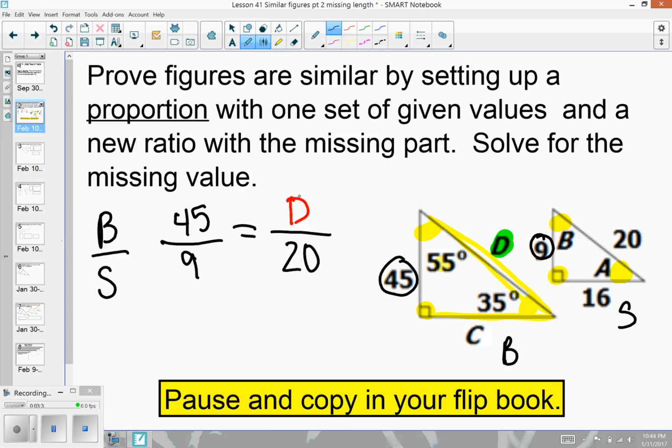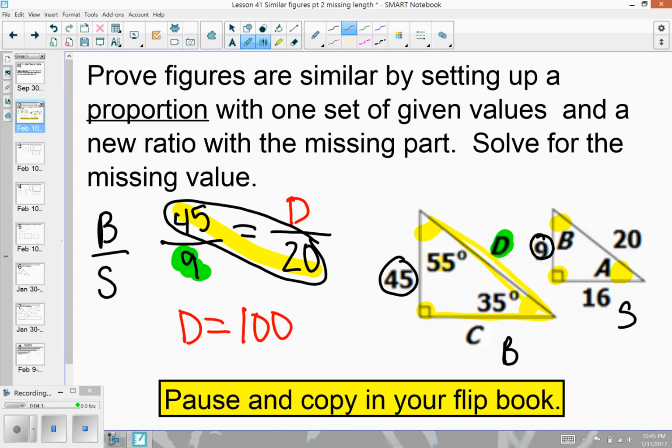So now what we have to do to find the value of D is we're going to cross multiply. So we'll cross multiply 45 times 20, and then we're going to divide by the number that's left over, which is 9. Okay, so on your calculator, let's go ahead and figure this out. 45 times 20 equals 900, and then when we divide by 9, we get that the value of D is going to be equal to 100.